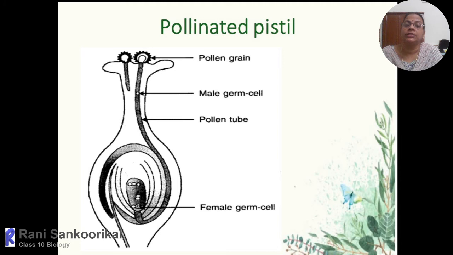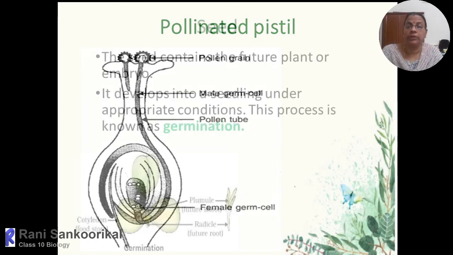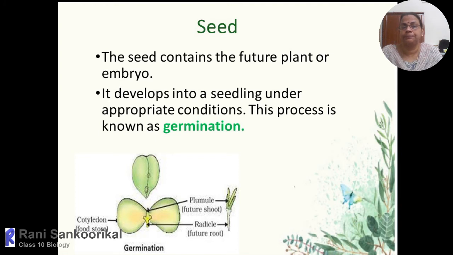So here it is a pistil. There you have to mark the stigma, style, and ovary. Along with that, since it is a pollinated pistil, you have to mark the pollen grain and the pollen tube, which carries the male gamete. Then it is entering into the ovule, and inside the ovule, the female germ cell or egg is present. So all these diagrams are very important for the exam.